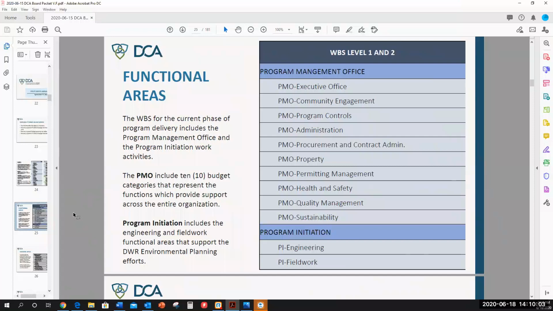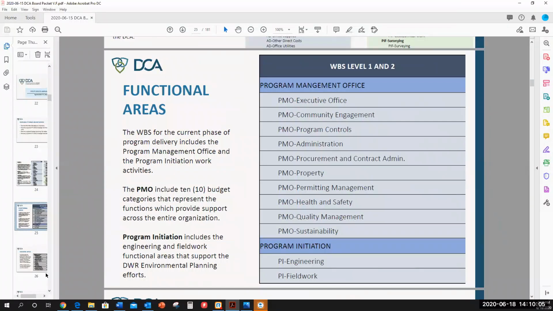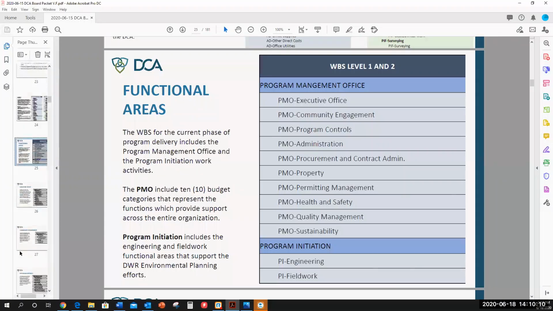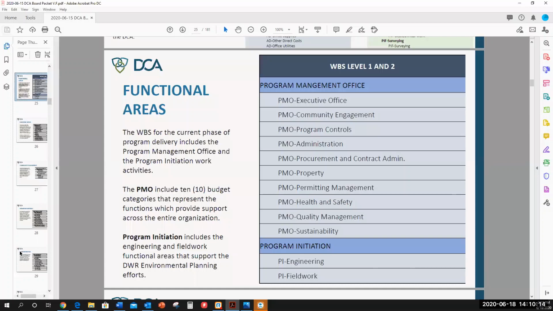So in this slide, you see we have the PMO office that's organized into 10 functional areas. And then in program initiation, we have 2 functional areas, the engineering and field work. And in the next set of slides, I'm going to highlight the budget items that we're requesting in each of those functional areas that are shown on this slide. Next slide.